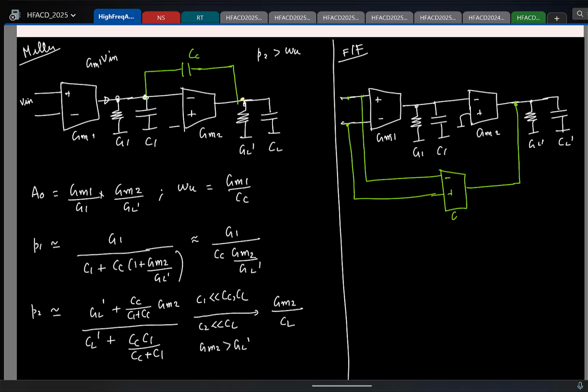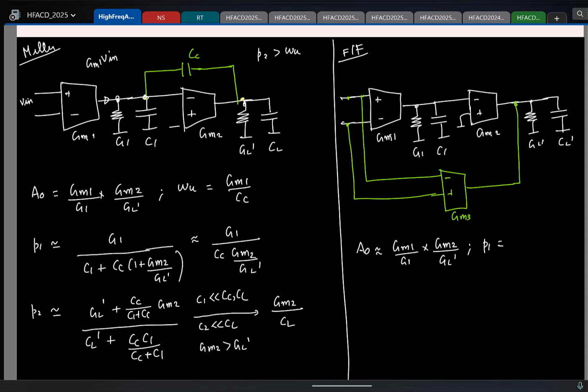So here again, what was the DC gain approximately? I mean, remember that at the heart of it we have a two-stage OTA. That's what we are trying to compensate. So what should be the DC gain? The DC gain of the two-stage structure. So this will be GM1 by G1 times GM2 by GL prime. Right? And where are the poles located here?